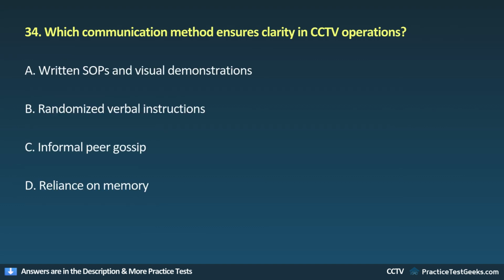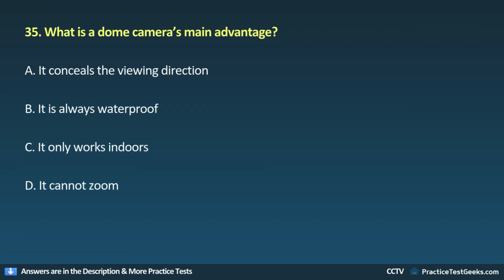34. Which communication method ensures clarity in CCTV operations? A. Written SOPs and visual demonstrations. B. Randomized verbal instructions. C. Informal peer gossip. D. Reliance on memory.